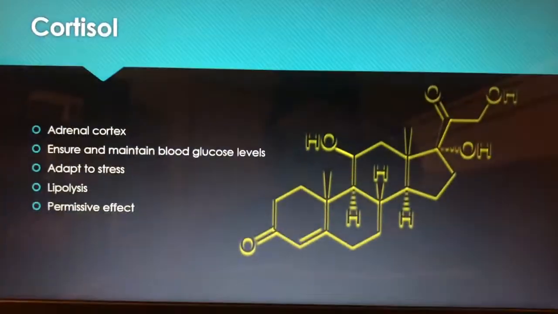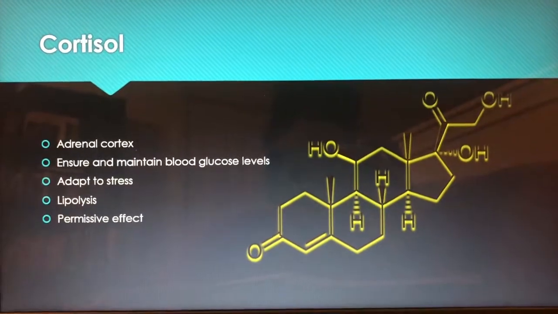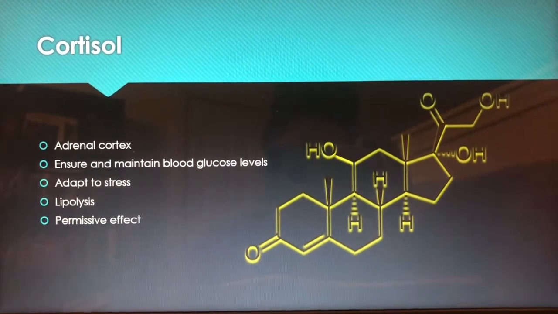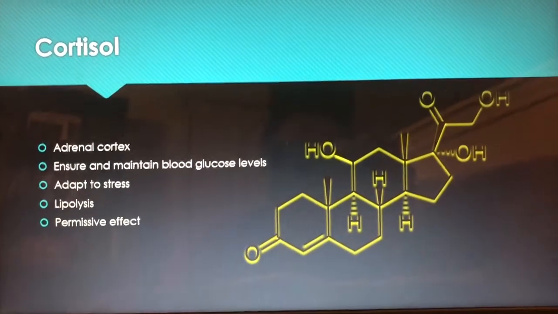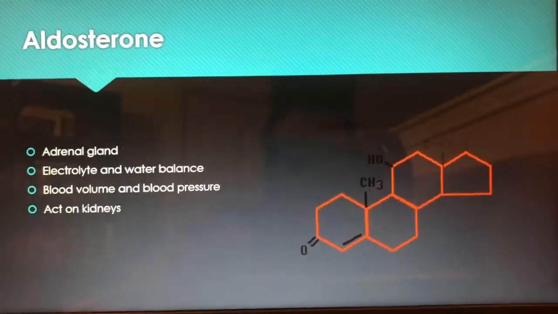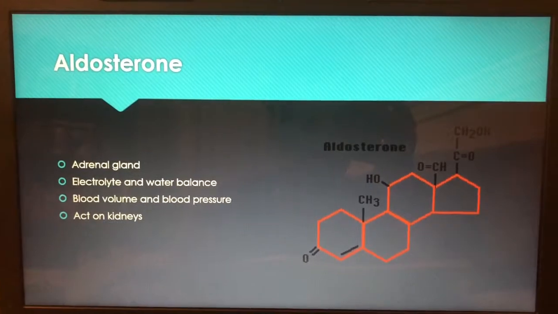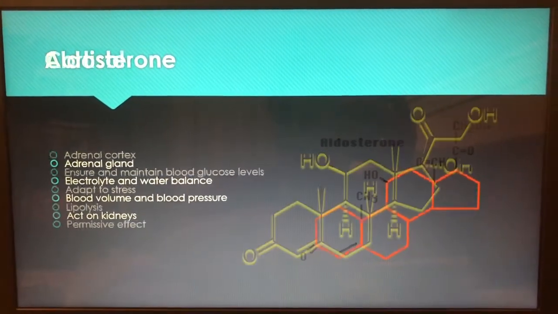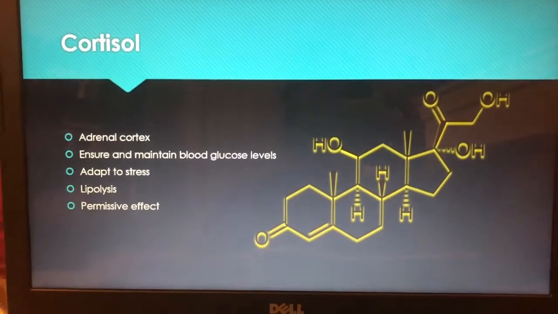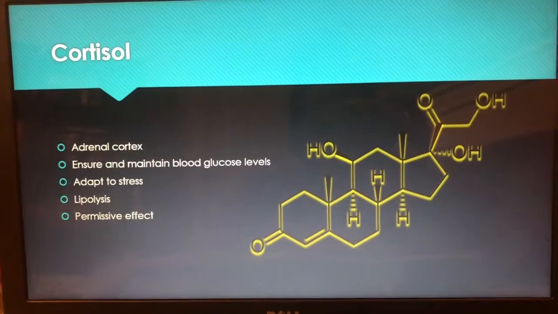Oh, and this is just the structure of cortisol. And if I go back, this is also the structure of aldosterone as well. I didn't talk about that. I thought that would just be kind of interesting, so I went ahead and put that in there.